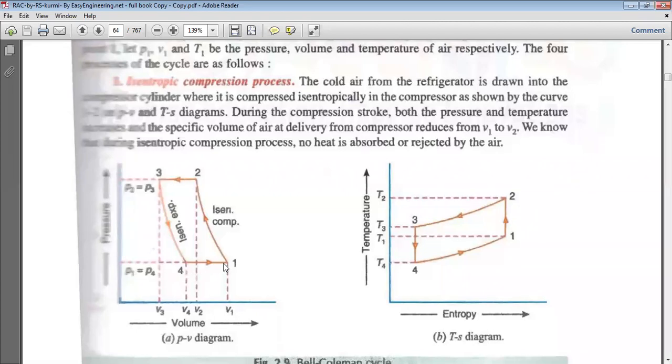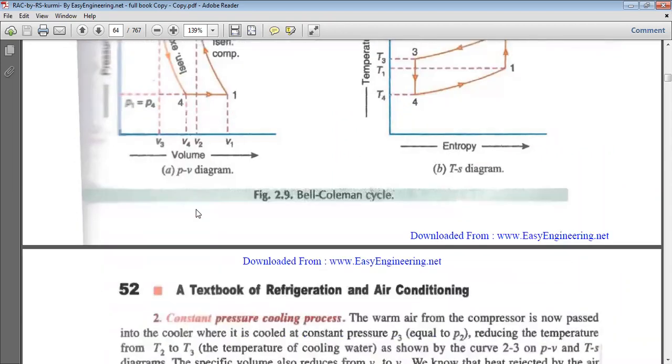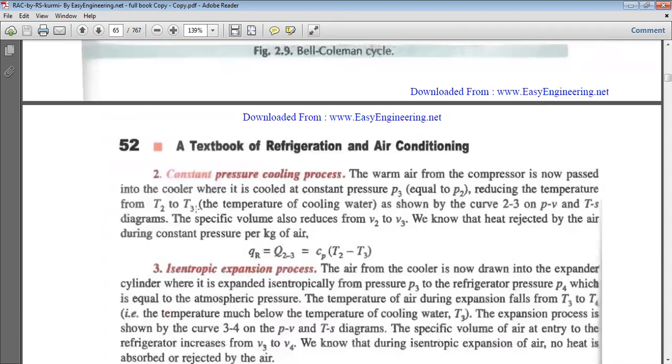What is 4-1? The cool air will be circulated in the refrigerator where heat is absorbed at a constant pressure. P4 is equal to P1. The suction pressure of the compressor is nothing but the exit pressure of the refrigerator. The discharge pressure of the compressor is equal to the input pressure of the expander, that is P2 is equal to P3. Okay, are you understanding these things?